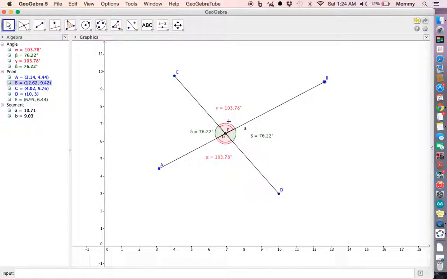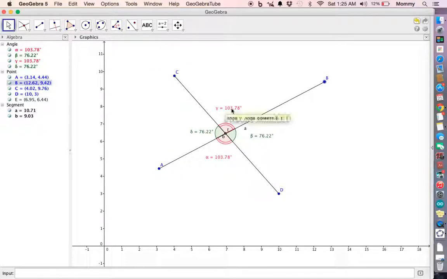I'm going to say all of them are supplementary to each other. Not all of them. These are not supplementary. Well, the red and green together make supplementary. Yes. And then the green and green, supplementary? No, they're equal. See, look, they're equal to each other. They're called vertical angles.